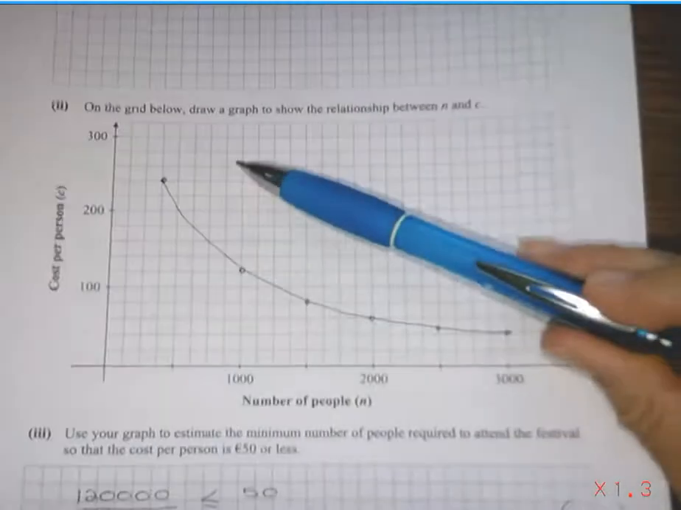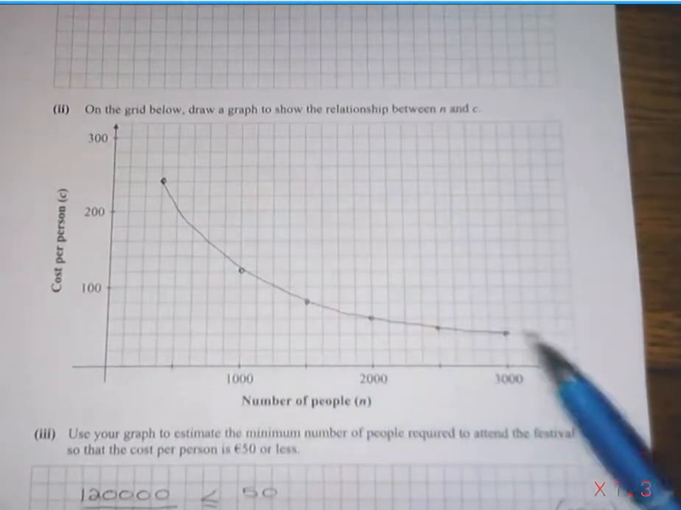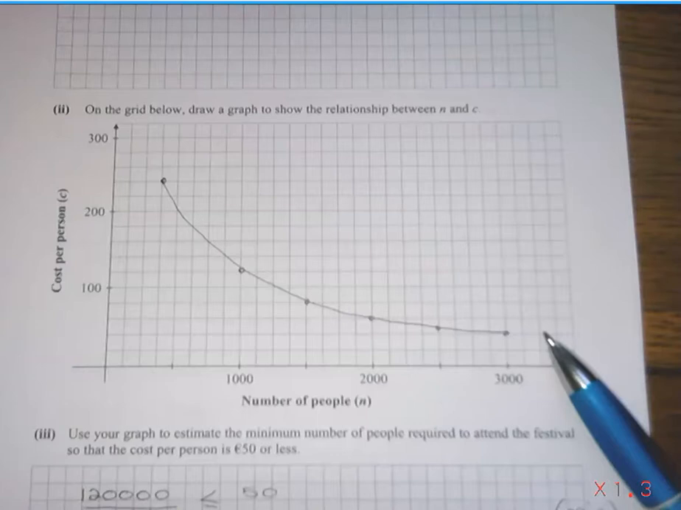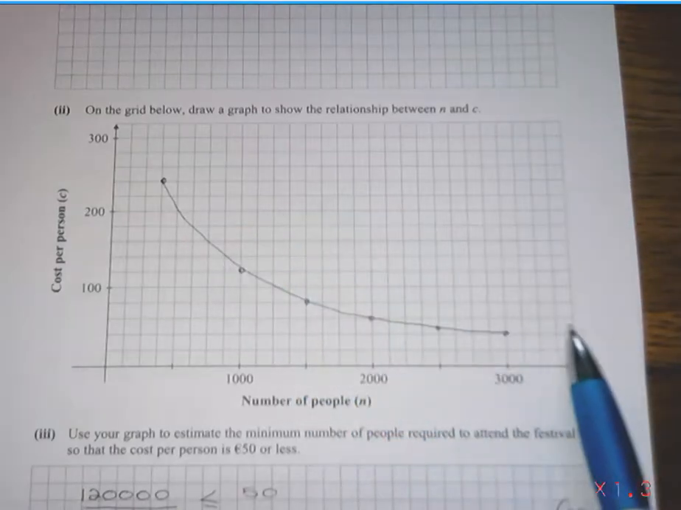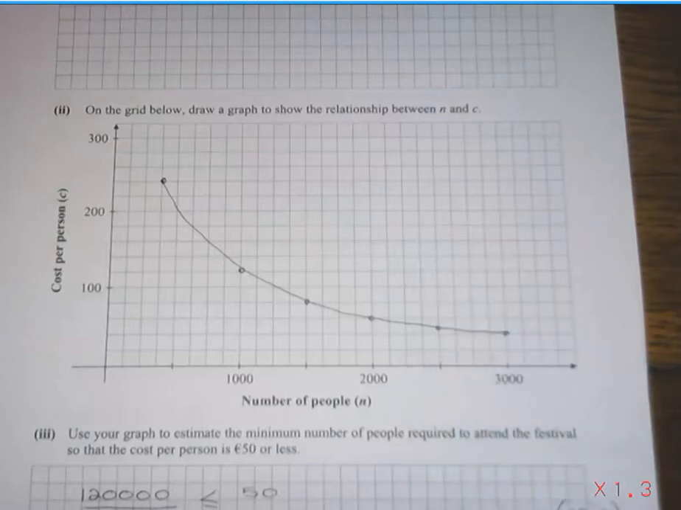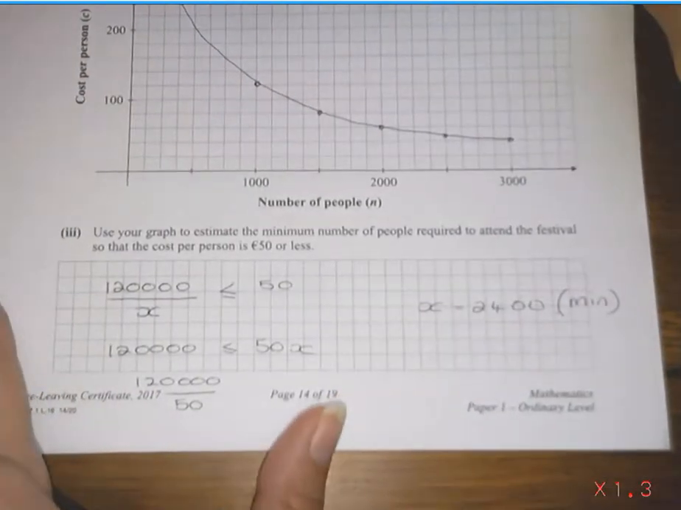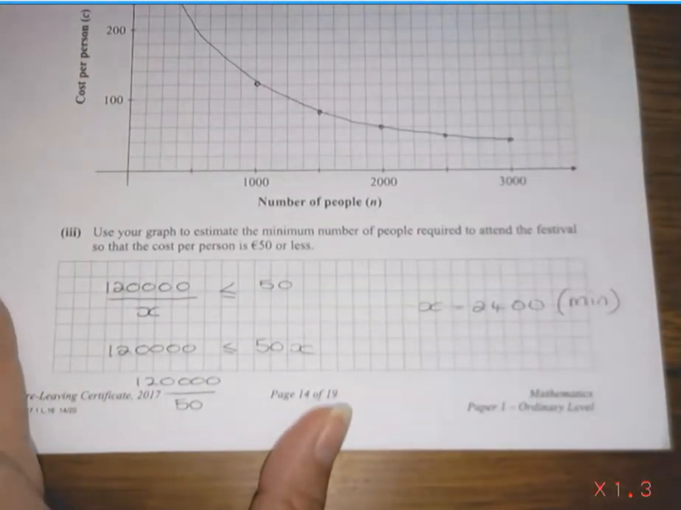Second part, they want you to draw a graph. So you basically plot a graph of the values you have found in the table above. So you're getting a downward curve. It's getting cheaper and cheaper the more people who go to the festival. It says use your graph to estimate the minimum number of people required to attend the festival. So the cost is about 50 euros.